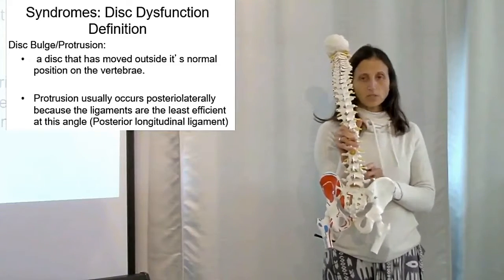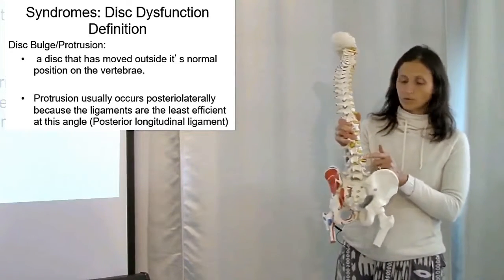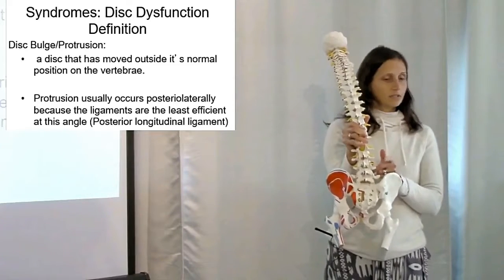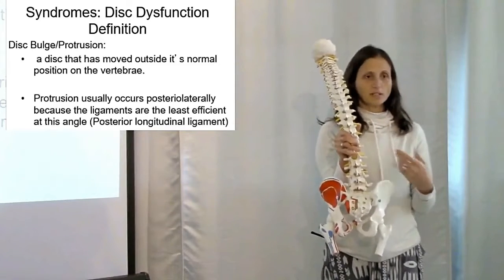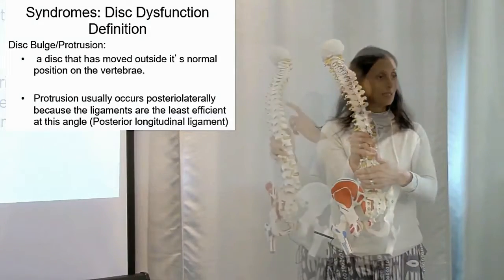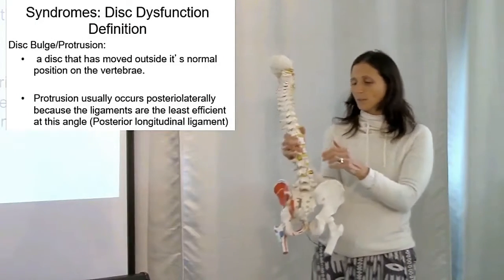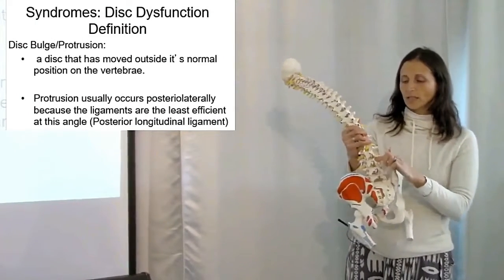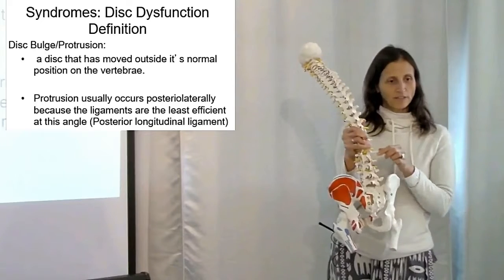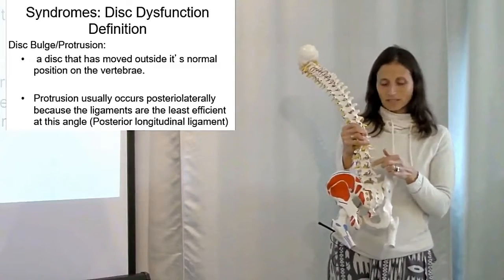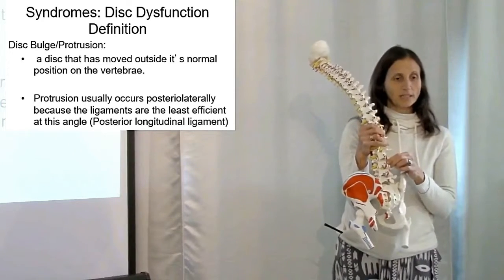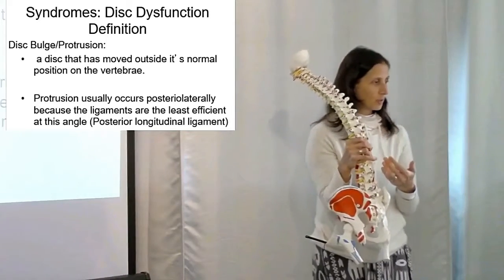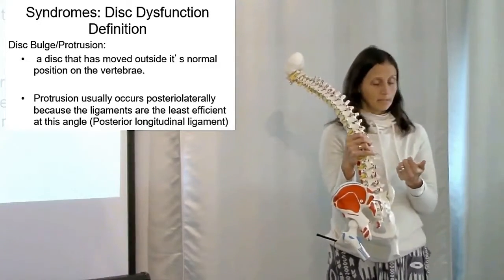And most commonly, the protrusion is posterior laterally. So that's just most common. It doesn't mean that it's always that way, and it could be either side. The reason that it happens that way is because the posterior longitudinal ligament back here is just not very efficient, right? It's sometimes not enough to hold that disc in place based on the amount of force we're putting on the disc.